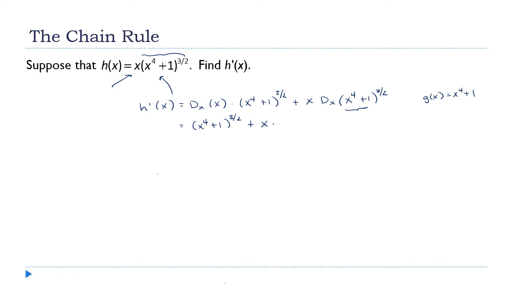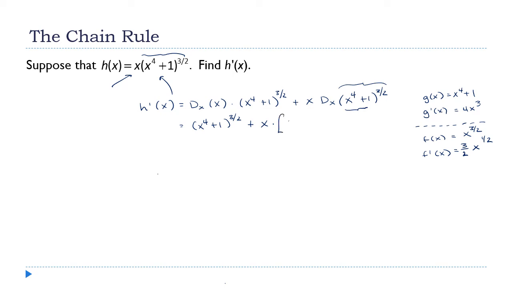I can't go sideways here because I'm out of room. So let's just do the derivative. g prime of x is 4x cubed. And then my outside function is this x to the 3/2. So f of x will be x to the 3/2, which means f prime of x is 3/2 x to the 1/2. All right, now I can do my chain rule.